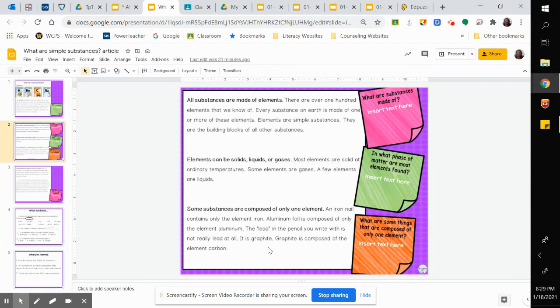So, question in the orange. What are some things that are composed of only one element? It lists two here, right? The iron nail is only made up of one element, or aluminum. So you can pick one here. I'm only requiring one answer to be placed in the box.